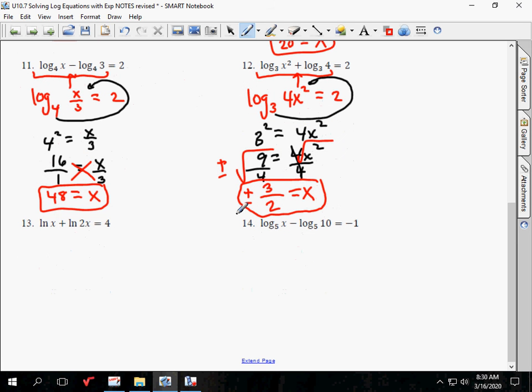All right, and 13, 2 natural logs on the same side with addition. So this is going to condense into a multiplication. x times 2x. Okay, x times 2x.